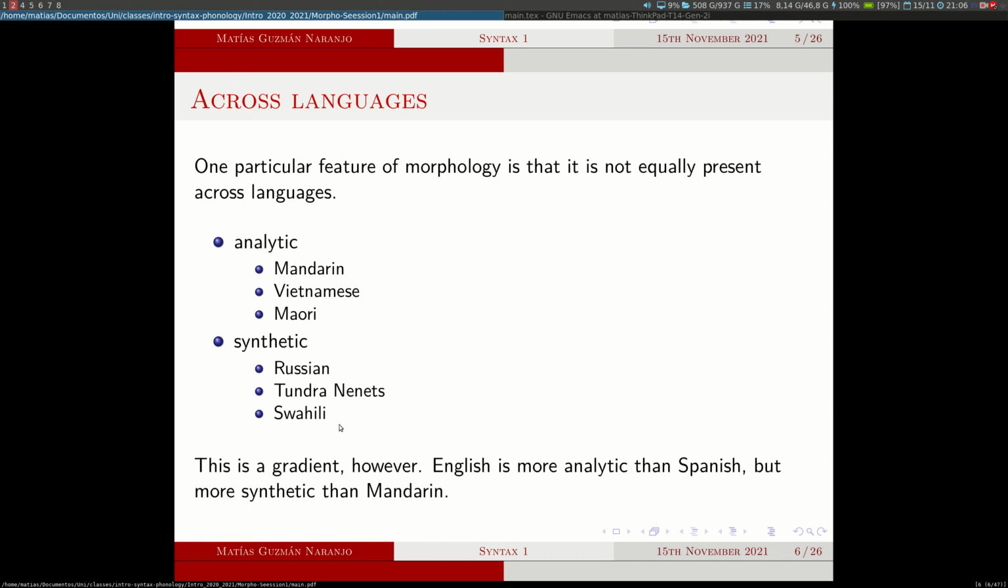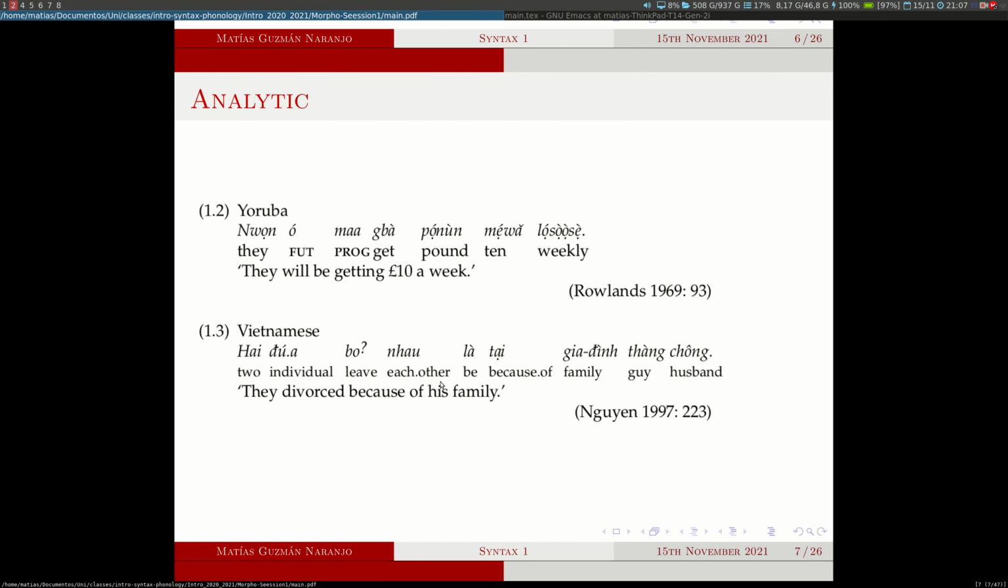So languages vary in the amount of morphology that they exhibit, but they also vary in where they exhibit their morphology. And importantly, this is a gradient. So it's not like we decide is a language analytic or synthetic, but rather you should think about this as does a language have very little morphology or does it have a lot of morphology? So, for example, English has much less morphology than Spanish, but it has a lot more morphology than Mandarin. So here are a couple of examples of very analytic languages with very little morphology.